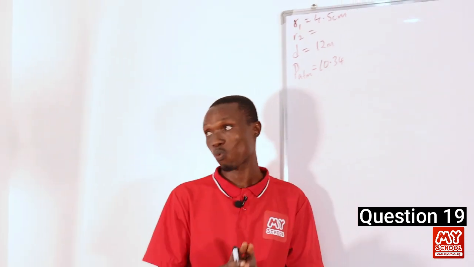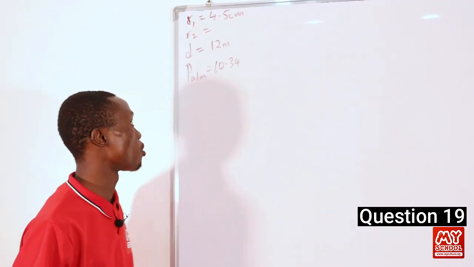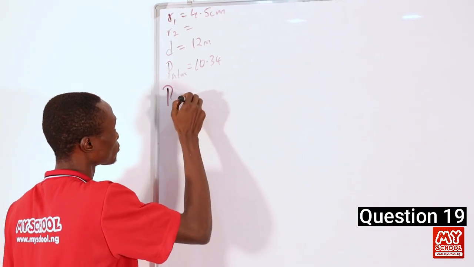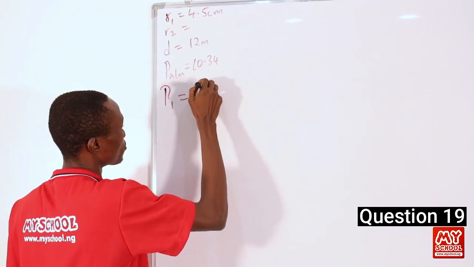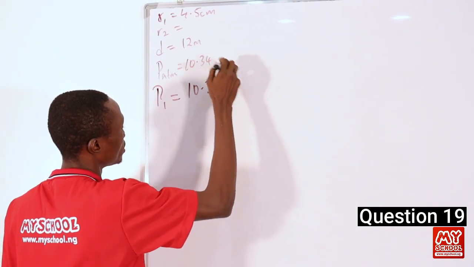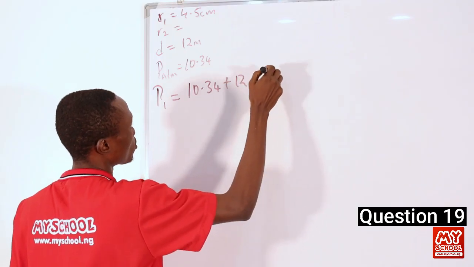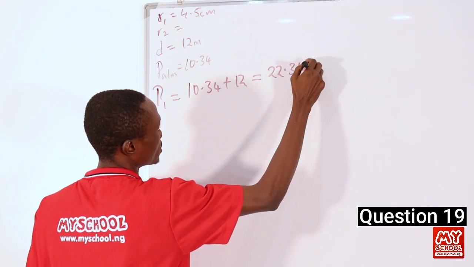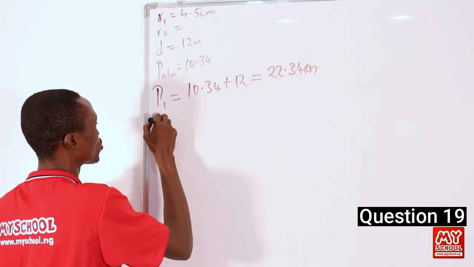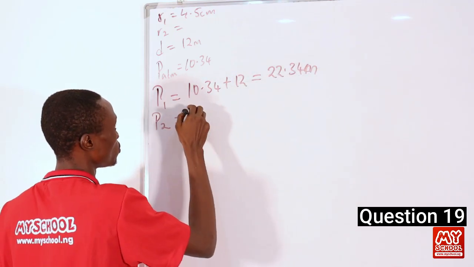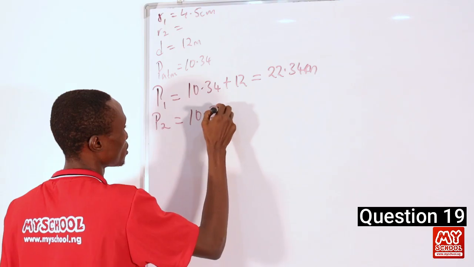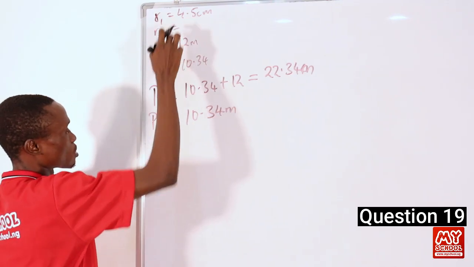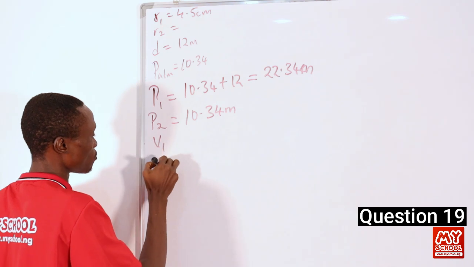So this is a typical question where we need to apply Boyle's law. We know that P1 will be equal to the atmospheric pressure plus the depth of the water, which will give us 22.34 meters. Then P2 will be the atmospheric pressure, which is 10.34 meters. Now we are looking for the radius, and we need to get V1 and V2.